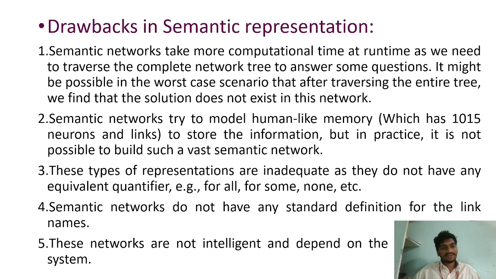do not have any equivalent for, for example, some, none, etc. So in semantic networks there is a drawback that they cannot suit equivalent quantifiers, for example for all, for some, and none, etc. And semantic networks do not have any standard definition for the link names, and these networks are not intelligent and depend on the creator of the system.